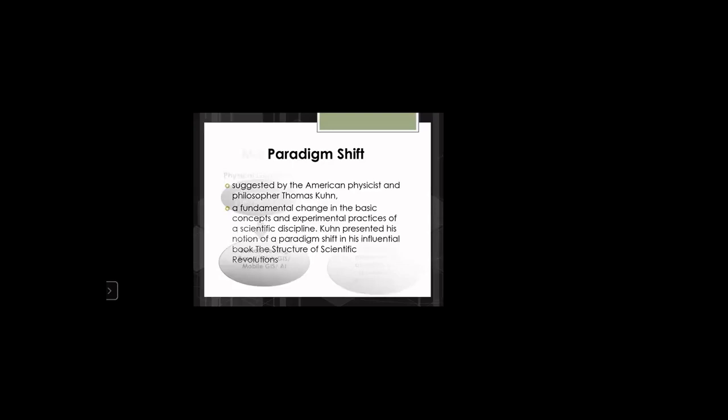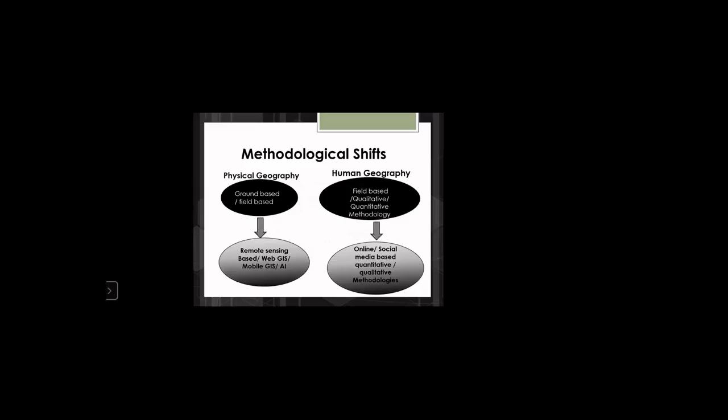So here again, you have a methodological shift from ground-based to field-based. During Corona, the COVID era, we are confined to remote sensing-based, web-based, mobile GIS-based and AI-based technologies. In human geography also, the same thing. You have online social media-based analysis which you can conduct. But how far it is feasible, you can come to know only once you start using these technologies.